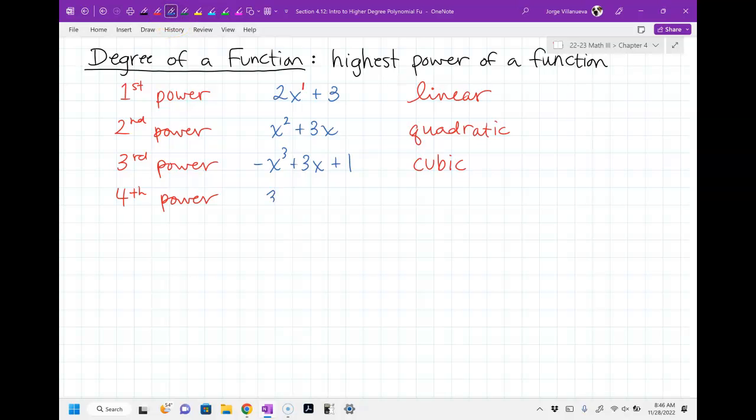So, I don't know, 3x to the fourth minus 4x plus 2 is just a random function. But you can see the highest power is a power of 4. Okay, these are called quartic.